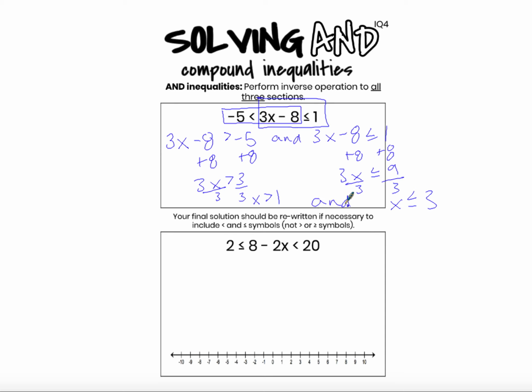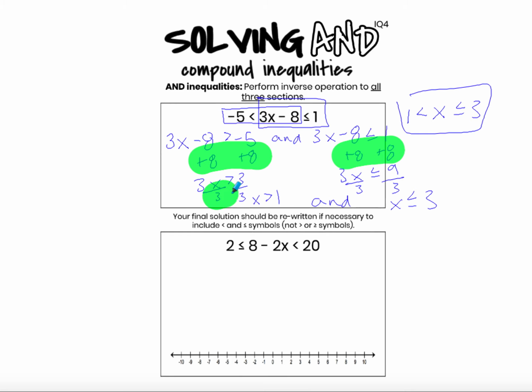Since these both must be true, x is greater than 1 and x is less than or equal to 3, the solution to this inequality is 1 is less than x is less than or equal to 3. Not my preferred solution strategy, but if this works for you, that is great. My preferred solution strategy takes into account the fact that if we look at my solution for both inequalities, I'm adding 8 and then I'm dividing by 3.